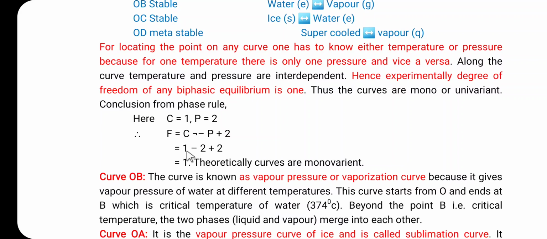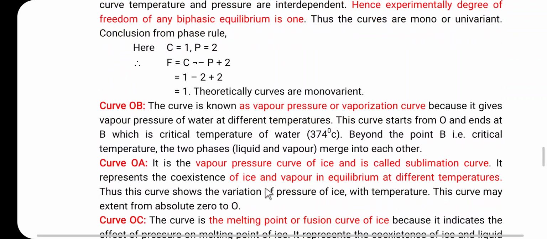So C is equal to 1, P is equal to 2. So 1 minus 2 plus 2. The minus 2 and plus 2 cancel and it is equal to 1. So theoretically curves are monovariant. That means if we have to locate any point on the curve, we have to specify either temperature or the pressure. Then let us consider the curves one by one.